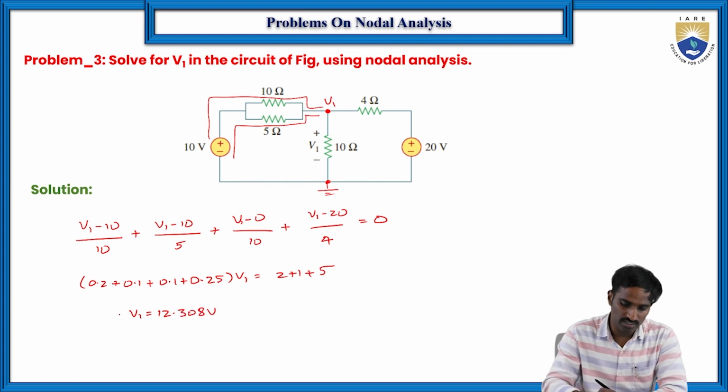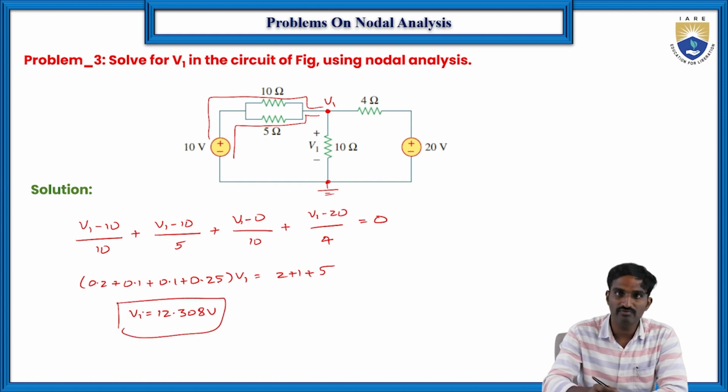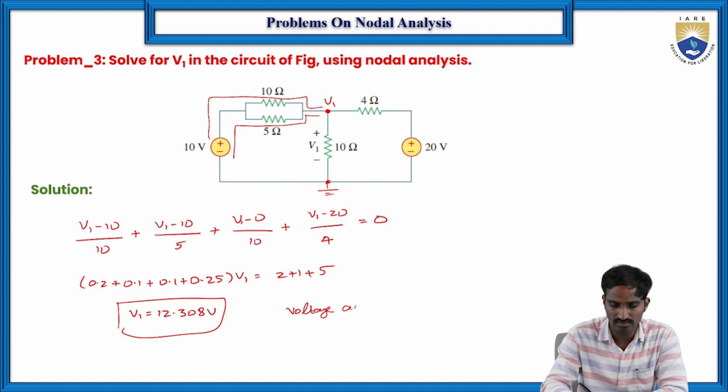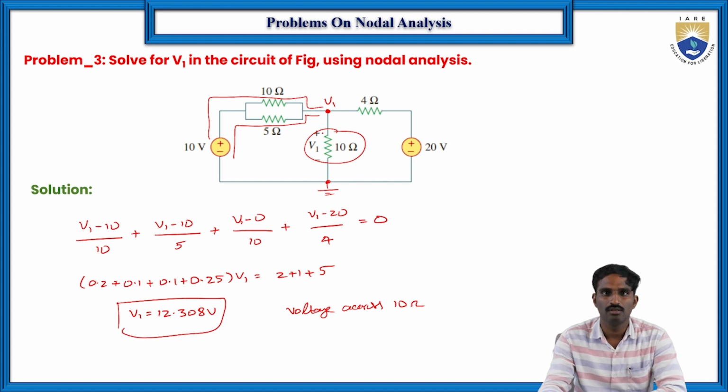So this is the V1. V1 is nothing but the voltage across the 10 ohms resistor. You can also find it because we already know the voltage across the other elements. That's why the voltage across the 10 ohms is V1. So V1 is equal to 12.308 volts. So this is how we can apply the nodal analysis.